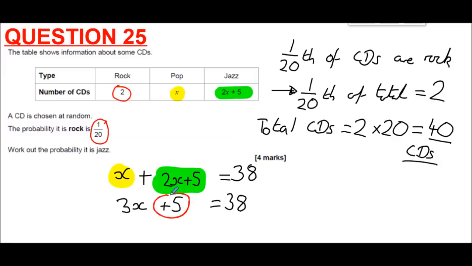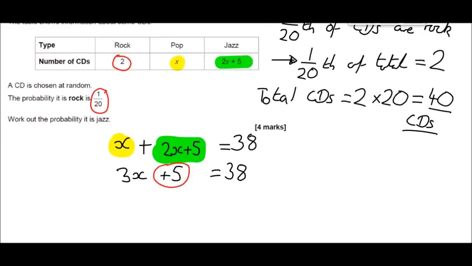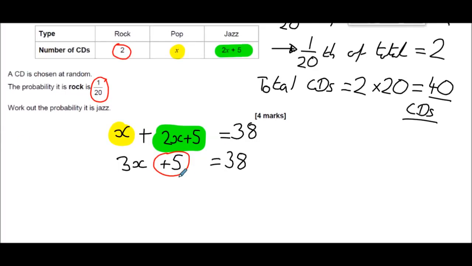To solve an equation in terms of x, what we want to have is the x's on their own. So we need to get rid of the numbers first of all. So what we can do is move that plus 5 to the other side. But if we swap the side, we swap the sign. Opposite of plus 5 is minus 5. And so what we'd have here after that is that 3x equals 38 take away 5, which is 33.